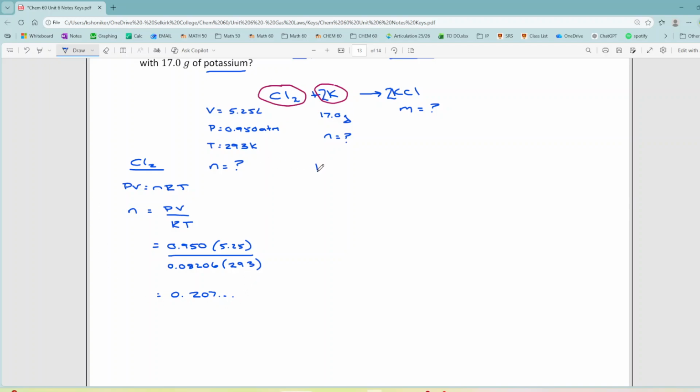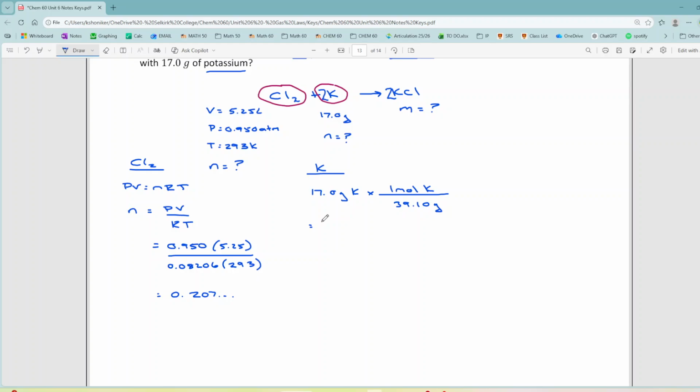Let's do the same thing for potassium. So potassium, instead of them giving me PV equals nRT, they're giving me the mass. So I'm going to start with 17 grams of potassium, and I'm going to convert that into moles. So 1 mole of potassium weighs, where did I put my formula sheet again? Potassium, 39.10 grams per mole.